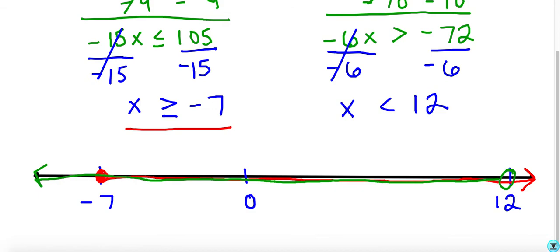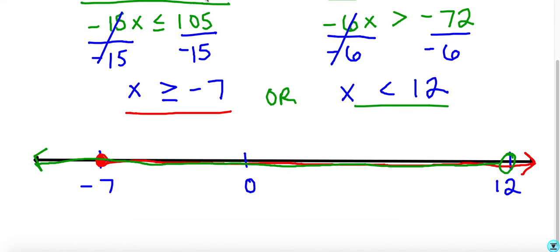Now our answer is going to be one or the other. And if you notice, they overlap completely. Even though our 12 is not shaded, when we did graph x is greater than or equal to -7, it does shade in this direction, so it actually does include the 12. So because our inequalities overlap like this, our answer is all real numbers.